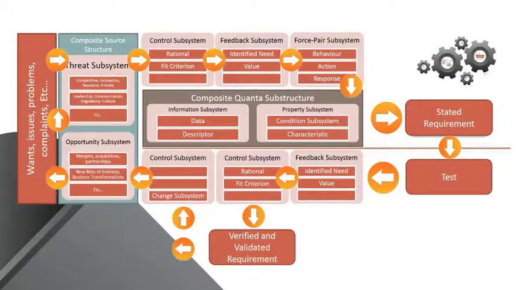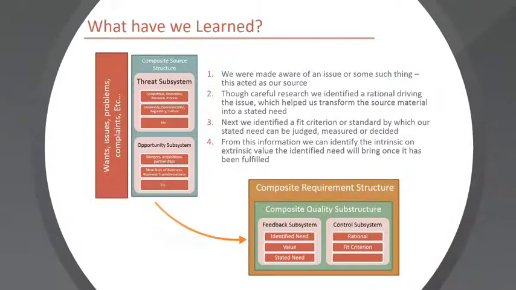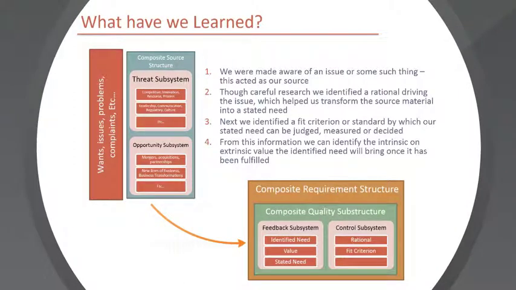Okay, so now that we know how this whole process works, let's go through a review. So, what did we learn? We were made aware of an issue, or some such thing. Through careful research, we identified a rationale driving the issue. And that helped us transform the source material, whatever it was that got us started, into a stated need. And we know that it's a stated need because it accurately reflects what the business requires, and it's testable.